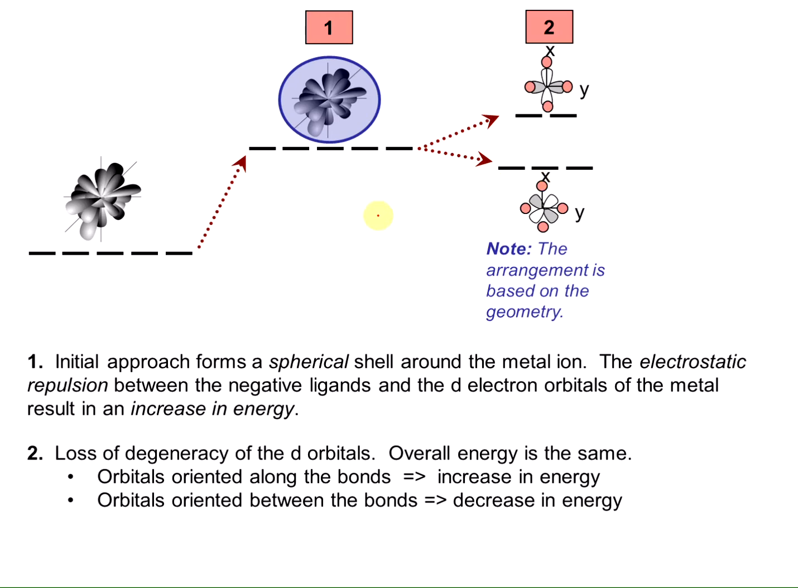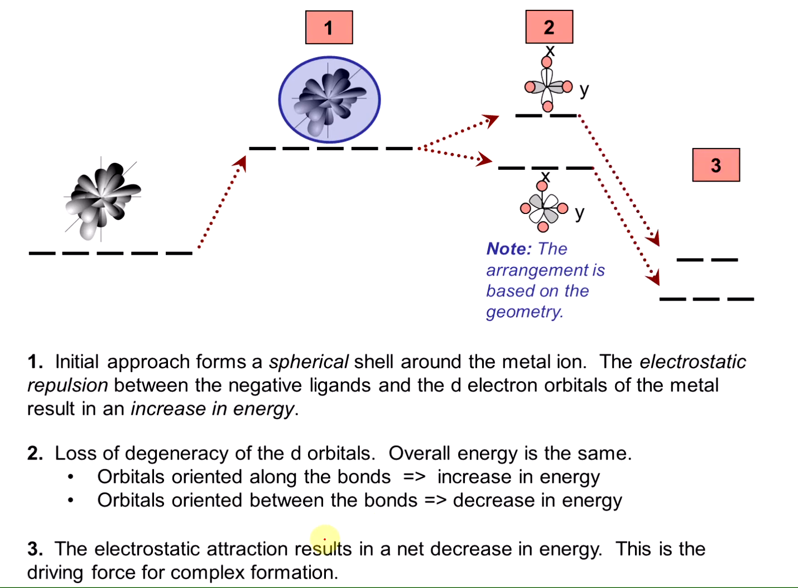So this is where we get this loss of degeneracy of the d orbitals, meaning that they are no longer the same energy. They actually split. But overall, the energy is the same. So these three go down by 2/5, and these two go up by 3/5. So the overall energy is the same. And the orbitals oriented along the bonds increase in energy. So the more overlap, the more repulsions. So the more energy it's going, the more destabilized it's going to be. But orbitals oriented between the bonds, this is going to be a decrease in energy.